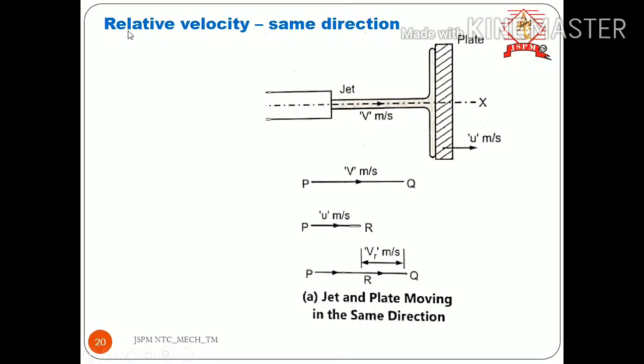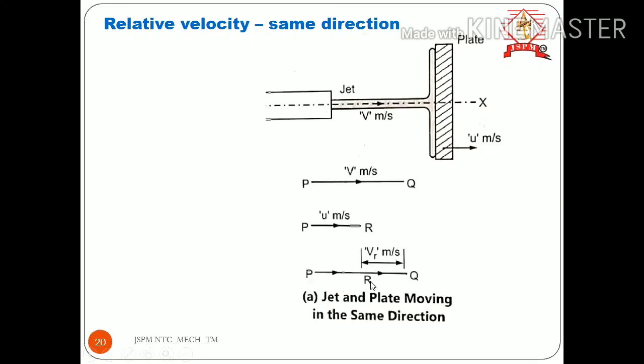So the plate is also moving, and the jet also has the velocity v. So we are seeing the relative velocity in the same direction. See here, the velocity of the jet is in this direction, and the plate velocity is also in the same direction. So we can represent this on a vectorial representation. See here, for the vector representation, both are having the same direction.